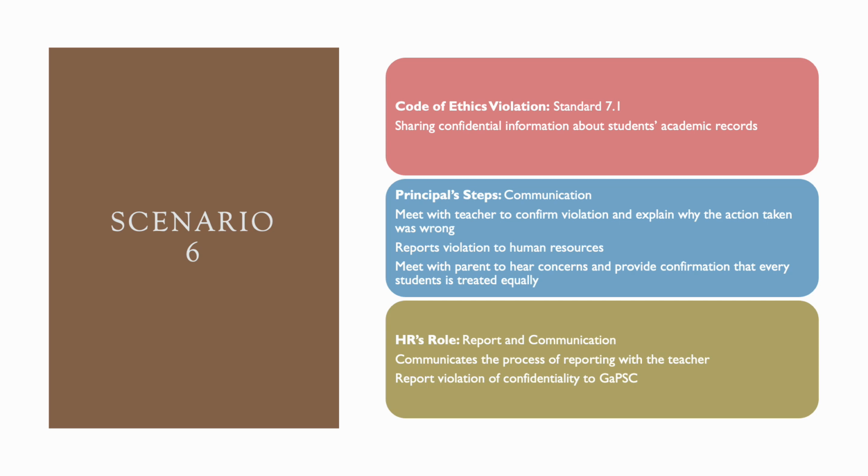In this situation, for scenario 6, a teacher feels backed into a corner and feels that the only way out is to share confidential information with a parent, which is in direct violation of Standard 7.1. As a principal, I would most certainly meet with the teacher to confirm the violation and explain why it was wrong, report the violation to Human Resources, and then meet with the parent to make sure they felt heard and that every student is being treated equally with every teacher, and build that relationship. The Human Resources Department would communicate the process of reporting with the teacher and report the violation of confidentiality to the Georgia PSC.